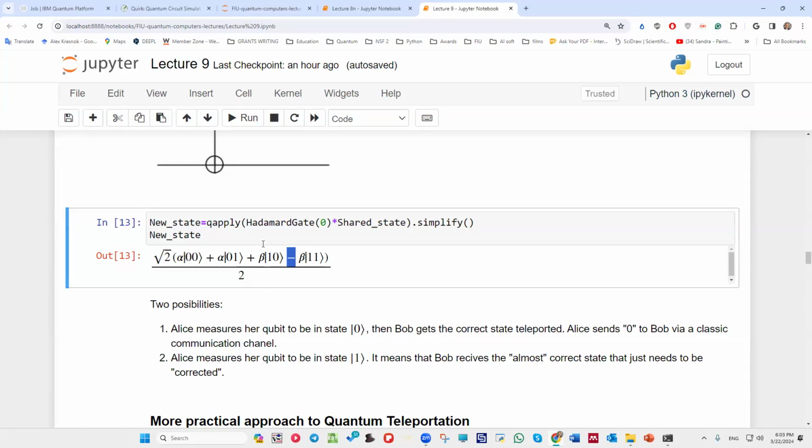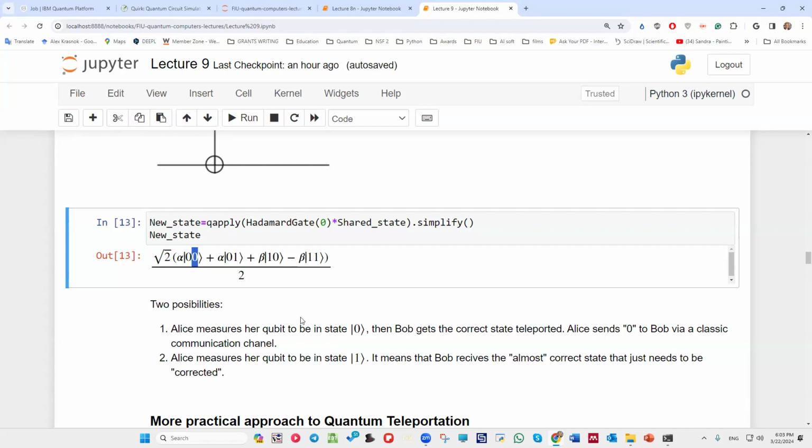So again, there are two options here. If she measures her qubit in state 0, she knows that Bob receives the correct quantum state. She sends a classical 0 over the classical communication channel, like an optical fiber, to Bob, and 0 means the state he received is complete, exactly the state she wanted to teleport.